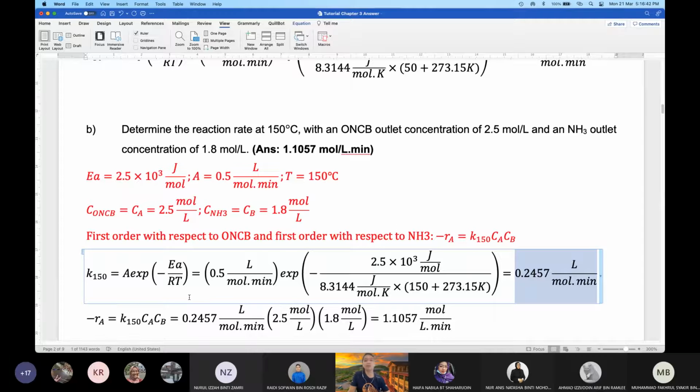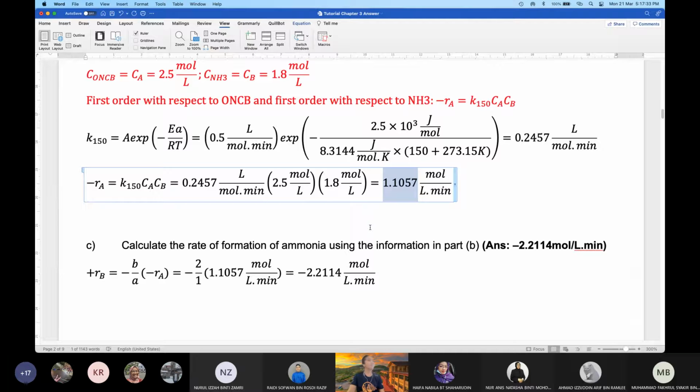Alright, so now we can calculate minus RA, straightforward. K we calculated 0.2457, K at 150. Then CA is given as 2.5, no need to calculate, it's given. CB is 1.8, it's given, no need to calculate. We don't need to calculate, we just replace into the equation. So now you get your minus RA as 1.1057 mole per liter minute. Again, you can check the unit and the dimension of your final answer as a way for you to verify whether it is correct or not. So if your final answer has the dimension concentration per time, most likely your calculation is correct. But if your unit or dimension is strange, you had better check back, there must be an error somewhere in the calculation.